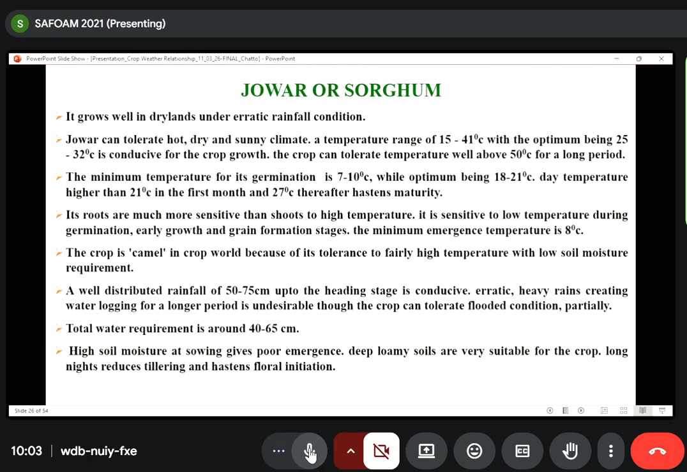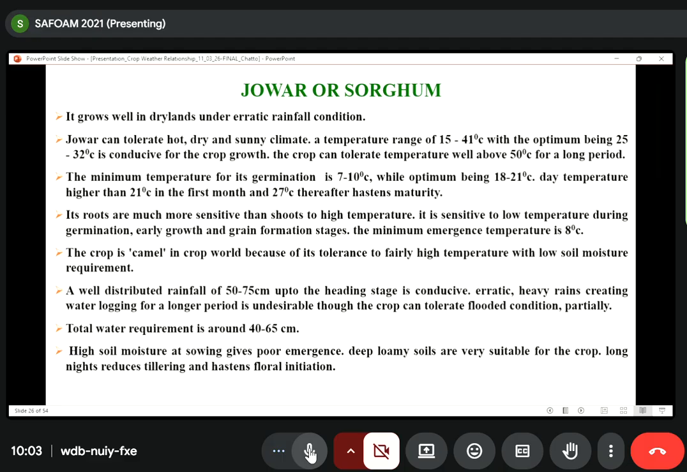Then jowar and sorghum, so it is almost a rain-fed crop with erratic rainfall, and doesn't require much rainfall. They have a different range of minimum and maximum temperature, and the total water requirement is 40 to 65 centimeters.